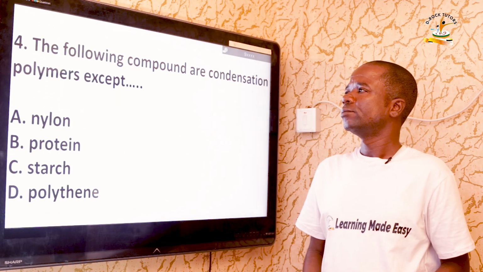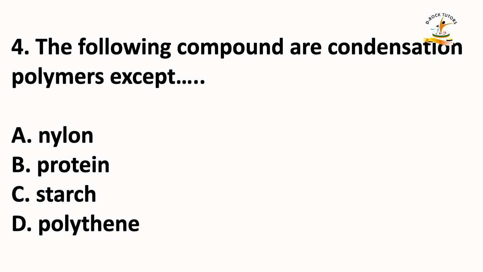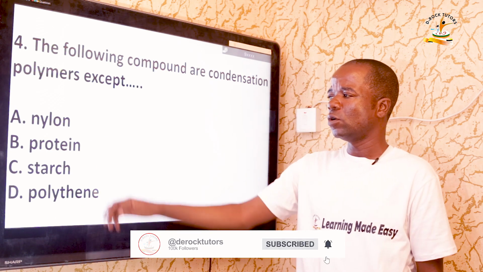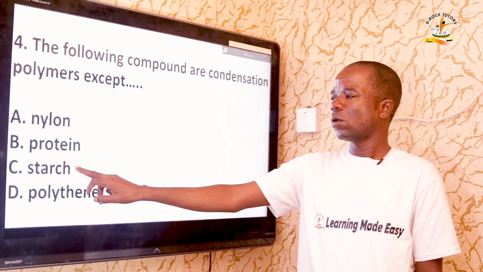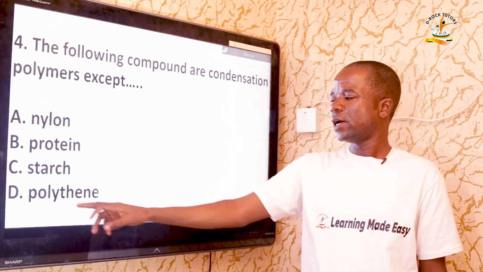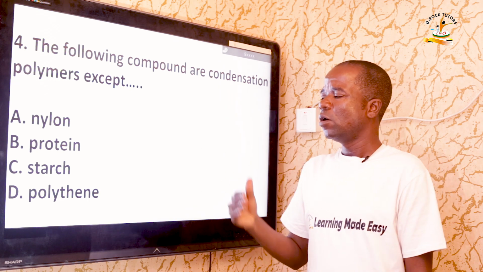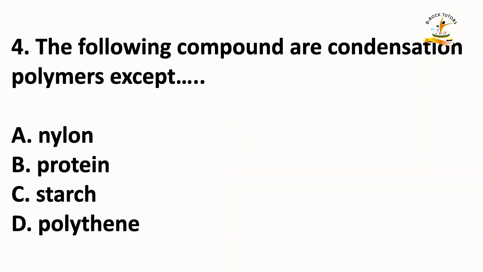Let's go to number four. The following compounds are condensation polymers, except... Nylon is a condensation polymer. Protein is a condensation polymer, caused by condensation of several amino acids. Starch is a condensation polymer formed by condensation of several moles of glucose. Polyethylene is an addition polymer. So nylon, protein, and starch are all examples of condensation polymers, whereas polyethylene, polystyrene, perspex, and the like are all examples of addition polymers. So the correct answer here is D.